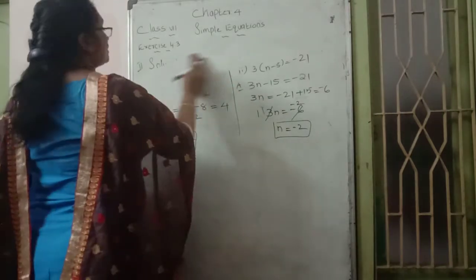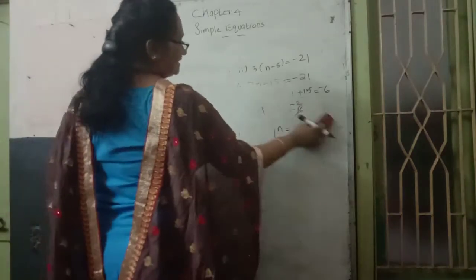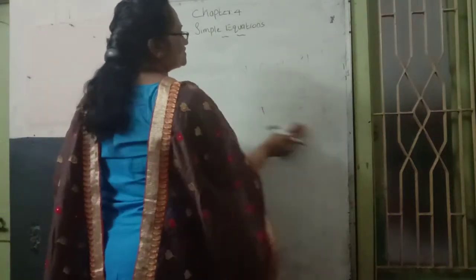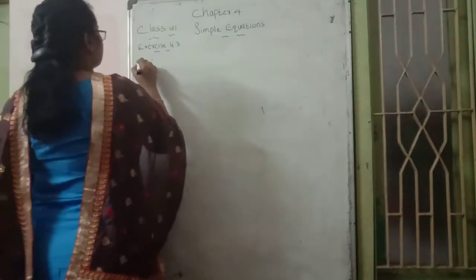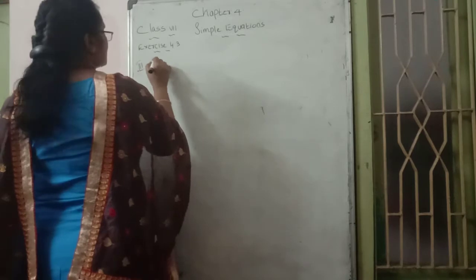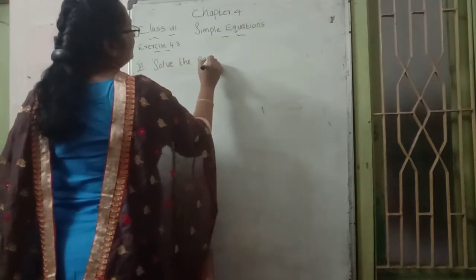The third Roman is also the same model only. First we frame the correct equation. So here, third Roman: solve the equation. That is also the same, only solve the equation.